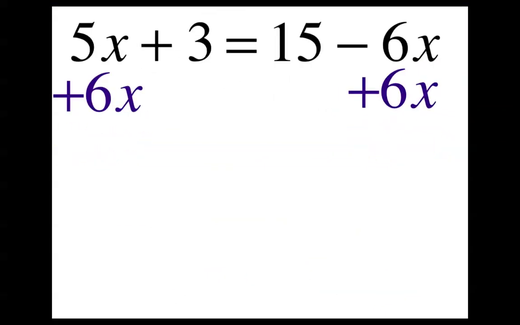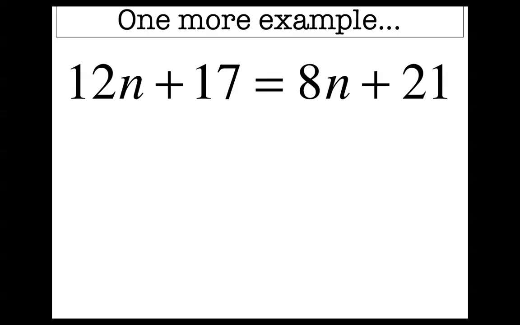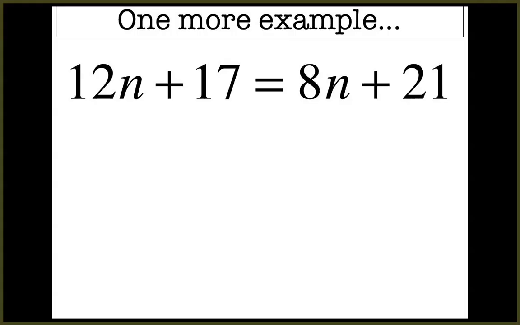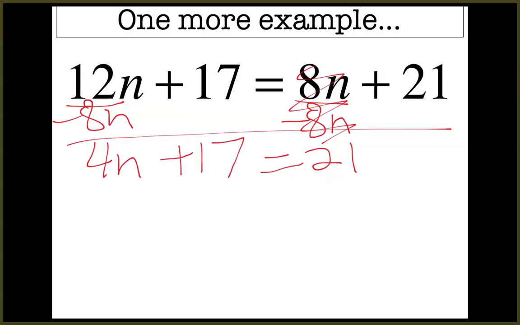All right, so let's just do one more example problem, and I think we'll be good to go. I'm going to do this one fast, so see if you can follow along with me really fast. What's bigger, 12n or 8n? 12n is bigger, so I'm going to get rid of the smaller one. I'm going to do minus 8n. This 8n and this 8n are going to cancel out, leaving only 21 over here on the right side. 12n minus 8n is a positive 4n. And then I'm going to bring the 17 down.